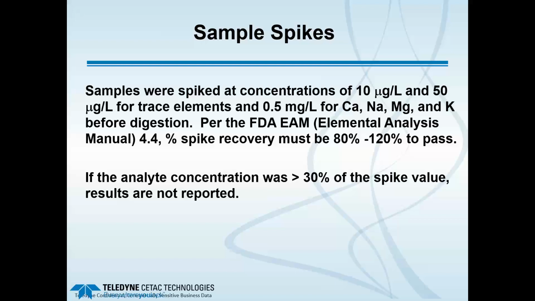Sample spikes. So samples were spiked at 2 concentrations, 10 and 50 micrograms per liter for trace elements, and 0.5 milligram per liter, or ppm, for calcium, sodium, magnesium, and iron before digestion. Per the US FDA EAM Elemental Analysis Manual 4.4, the percent spike recovery must be between 80 and 120% to be valid. If the analyte concentration was greater than 30% of the spike, then those values are not reported.